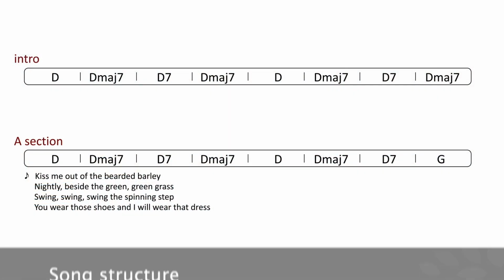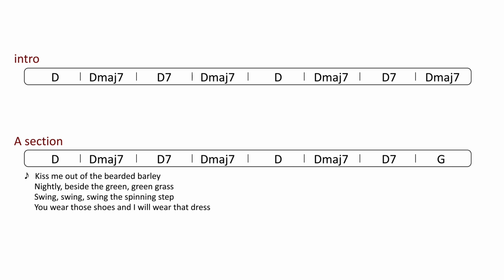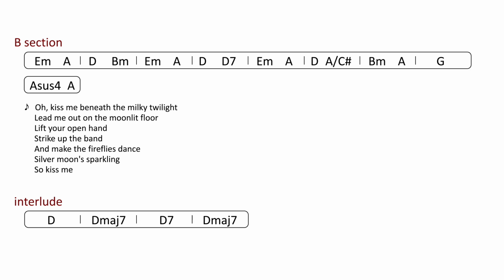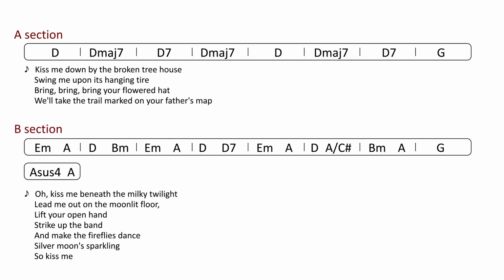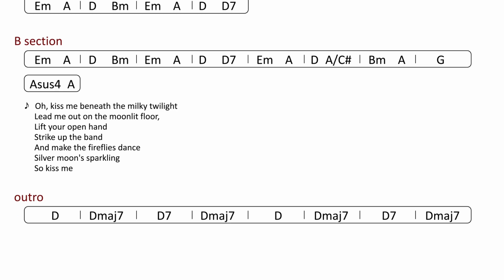So this is the chord chart for this song, and the song structure is pretty simple as well. It begins with an intro section, followed by an A section, then a B section, then the first interlude, followed by another A section, another B section, followed by the second interlude, then an instrumental solo, which is basically the first half of the B section, then the B section, and an outro.